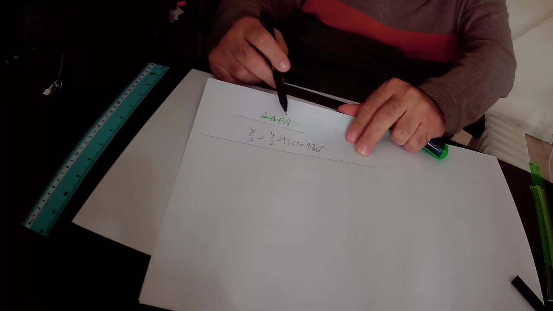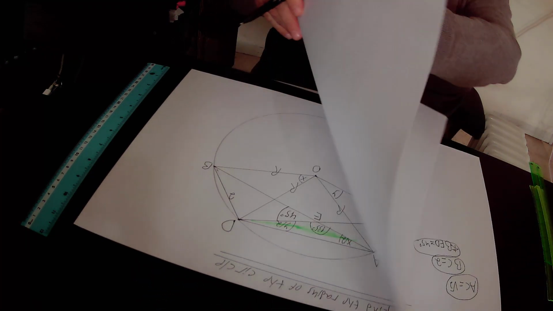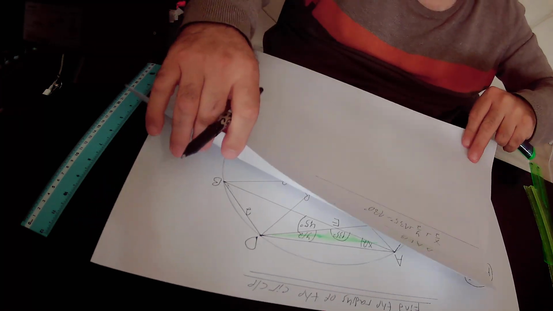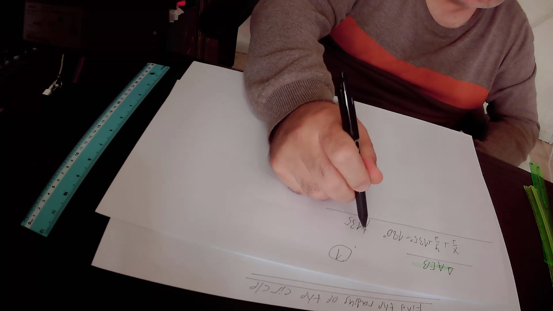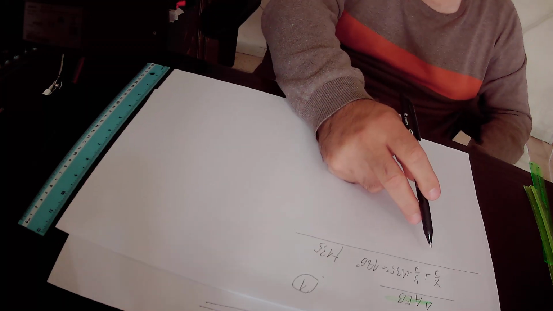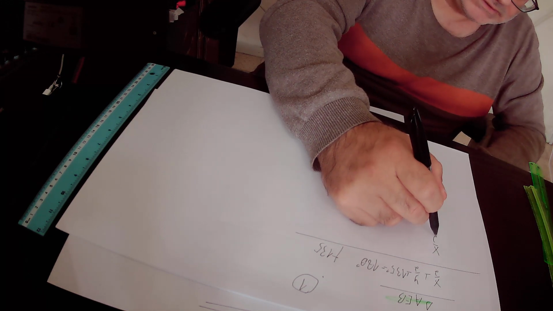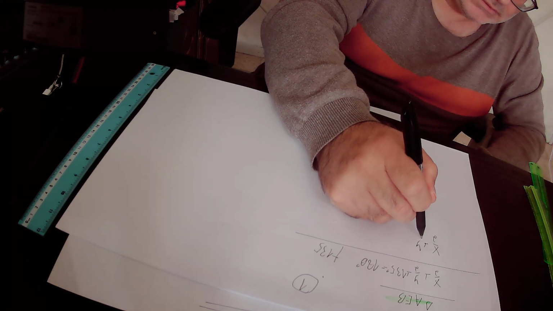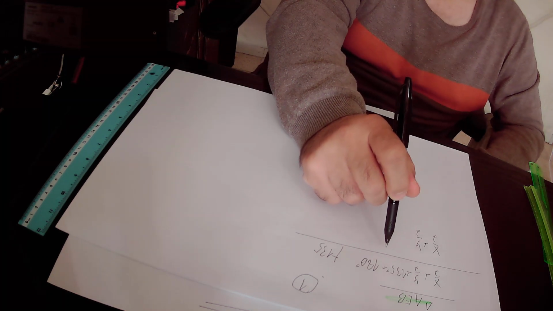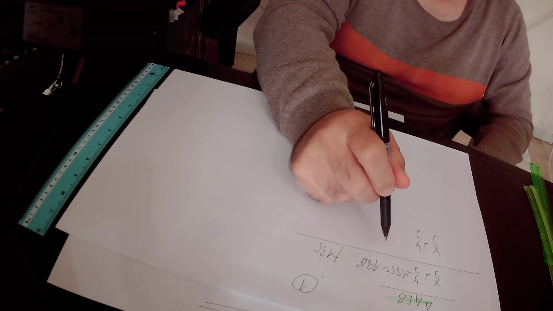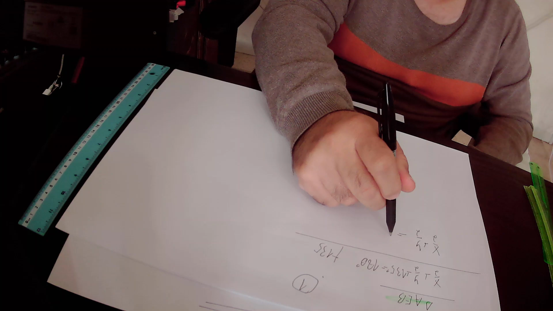We subtract 135 degrees from this equation, and we will get that here we have x over 2 plus y over 2. This is the equation, equals 180 degrees minus 135 degrees, which is 45 degrees.